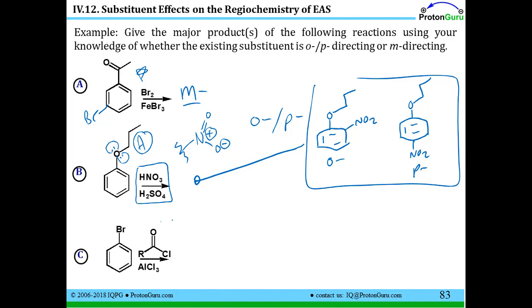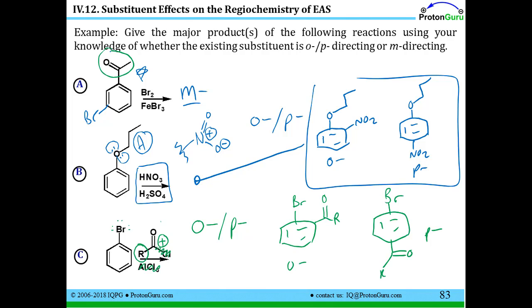Finally, we have a Friedel-Crafts acylation reaction. The aluminum trichloride would be expected to pull the chlorine off. It's a very strong Lewis acid. And now you'd make this acylium cation. And if we look at the group that's already there, it's a halogen. The halogen is another of these substituents that will favor ortho and para substitution.